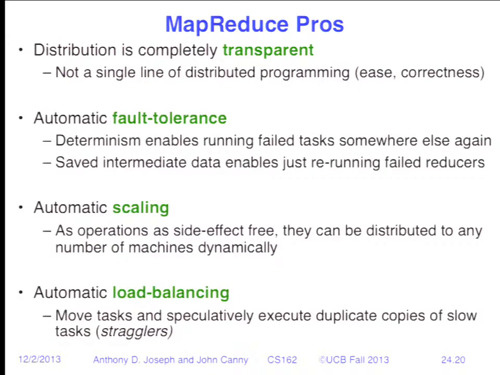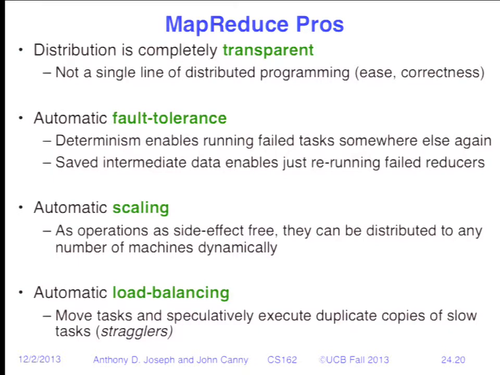You get automatic fault tolerance. Right? Because the tasks are deterministic, we can just run them again. And because they're side effect free, we don't have to worry about repeated executions. We can also save the intermediate data, and so that allows us to just rerun a failed reduce. Right? So we save the intermediate data from a map.